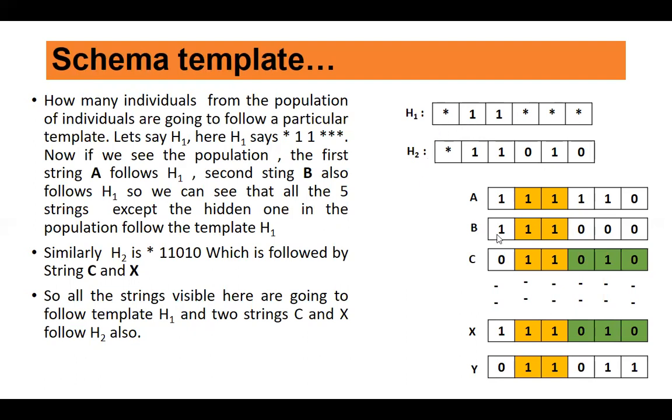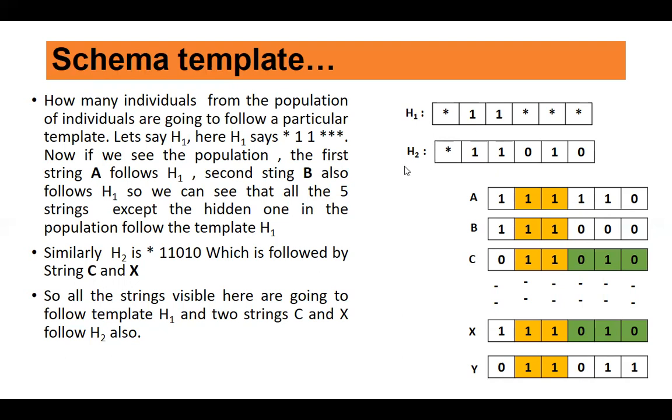Now the string B, if you look at it, also follows template H1. Why? Because of the star, right? The fixed bits are 1 and 1. So at the same position, you have fixed bits 1 and 1. The rest of the stars are represented by 0. So B also follows. But if you look carefully, even C follows the template H1, even X follows the template H1, and even Y follows the template H1. So except the hidden strings, all the rest of the strings follow the template H1.